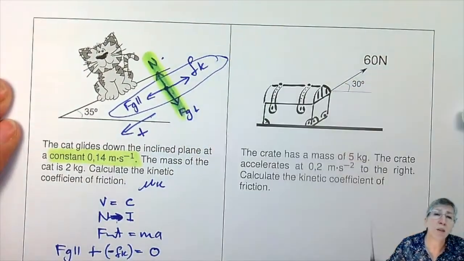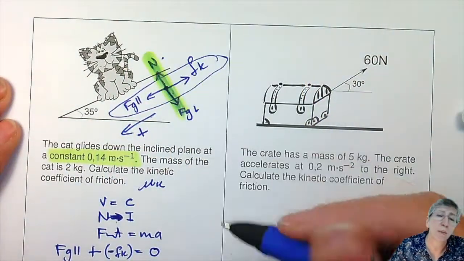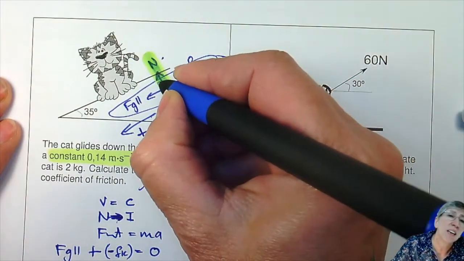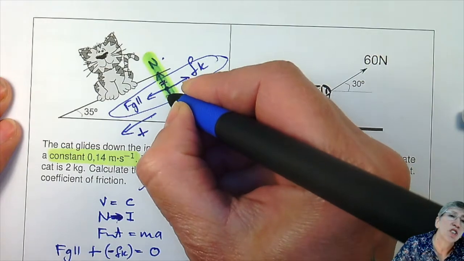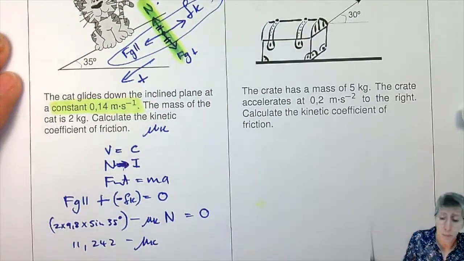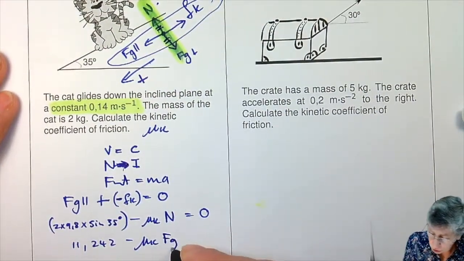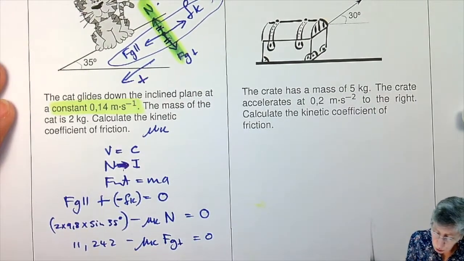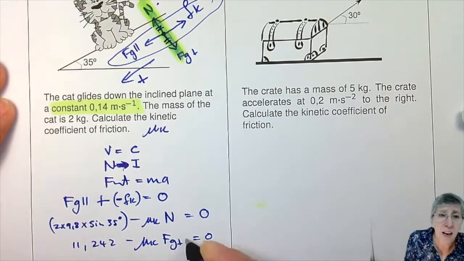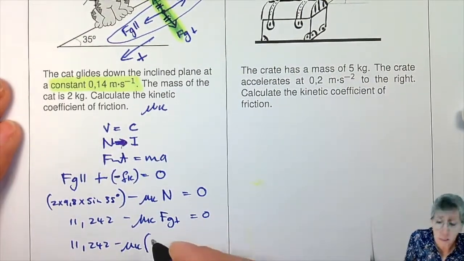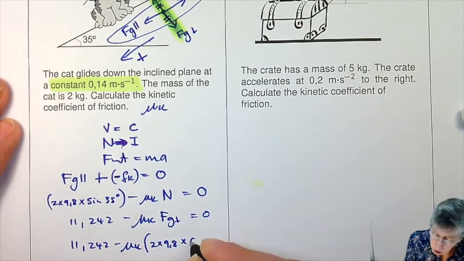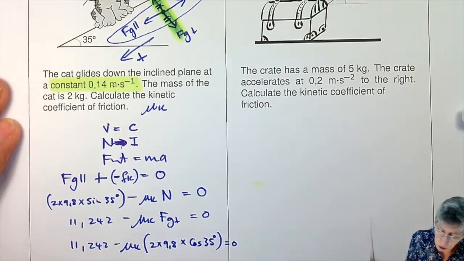When I think about the normal force, I'm going to look at the perpendicular direction, because it's not moving in this direction. I know on an inclined plane the normal force is just equal to gravity perpendicular. So that will just be gravity perpendicular, equal to 11,242 minus mu k. Right, how do I get gravity perpendicular? That will be the whole gravity times cos of 35 degrees. And that always together is 0.